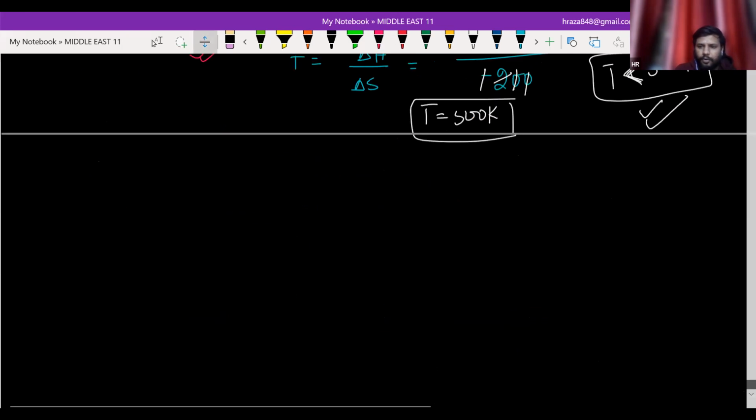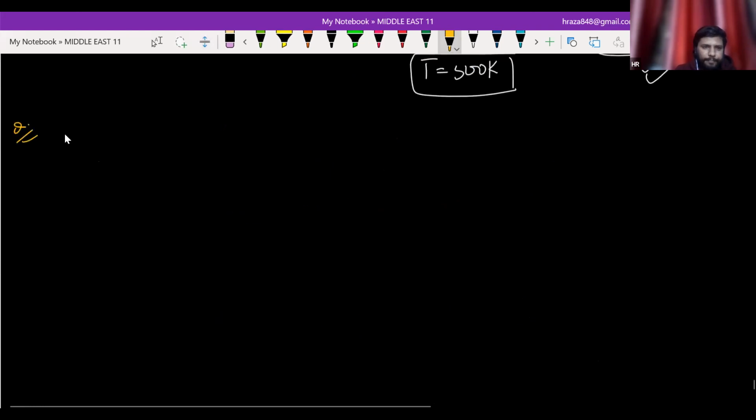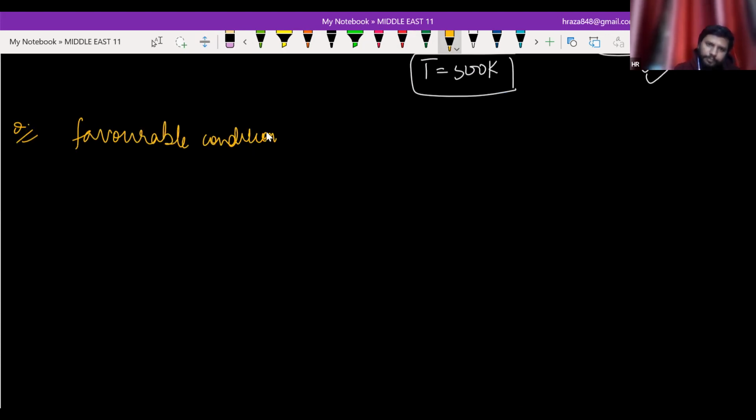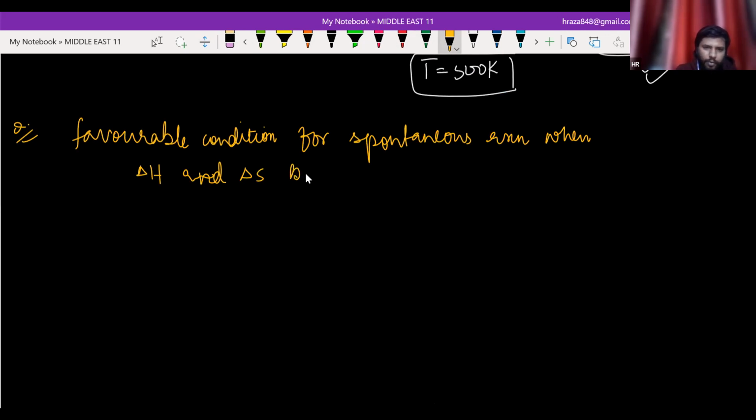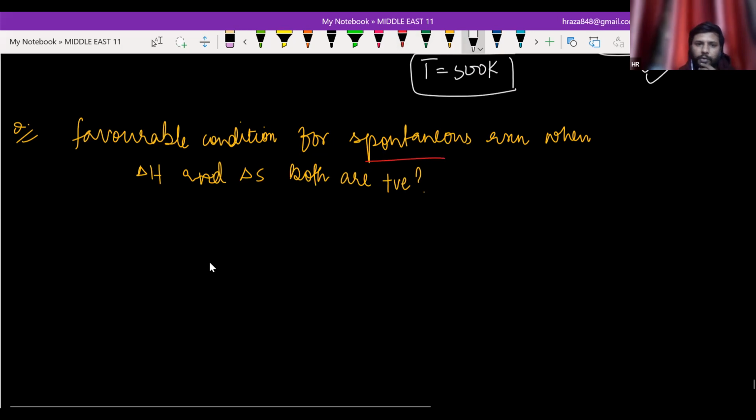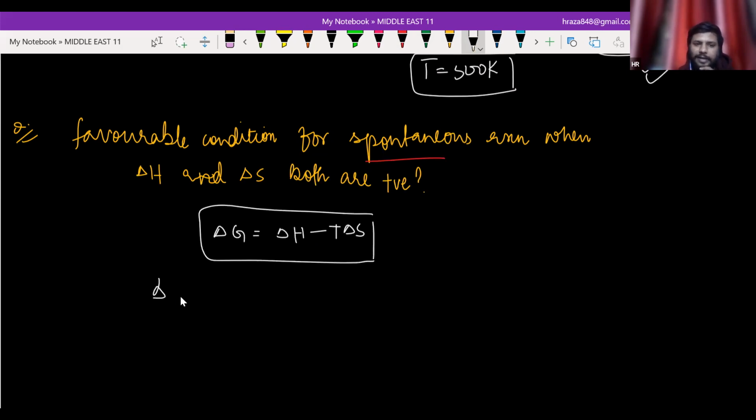I am going to give you another question on this topic. What is the favorable condition for a spontaneous process, a spontaneous reaction, when delta H and delta S both are positive? Whenever it comes to spontaneous or non-spontaneous, you have to use the formula delta G is equal to delta H minus T delta S, and you have to make delta G less than zero, whatever the condition and whatever question is given. Just think about it.